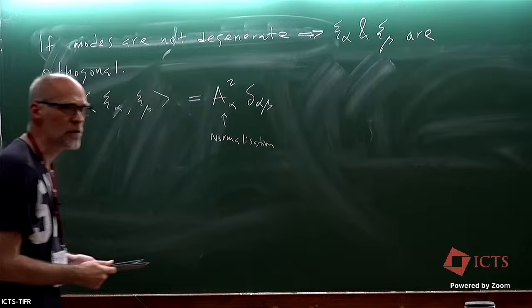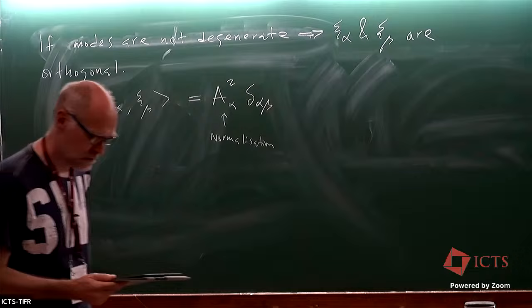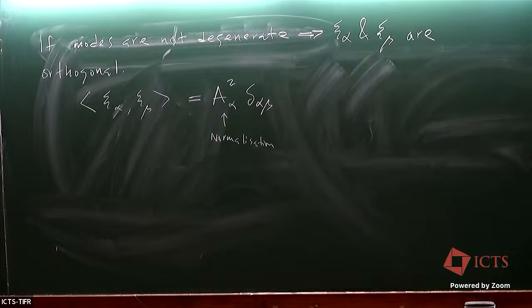What does this mean? Well, this means I have a basis in which I can express all the solutions if this is a complete set, which I'm going to assume. Doesn't have to be for rotating stars, there's some extra subtleties. That problem is much harder.